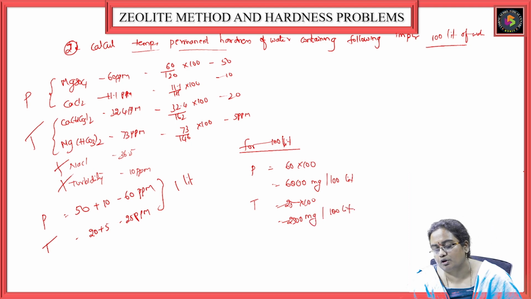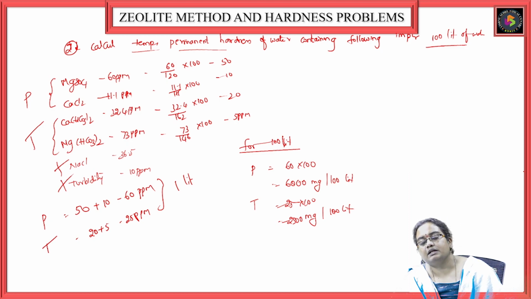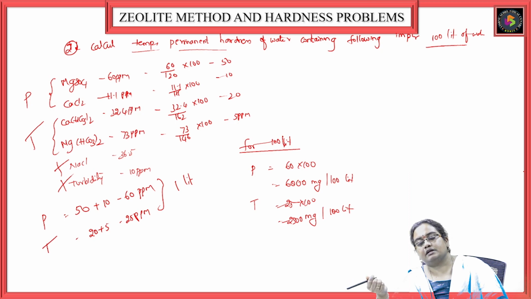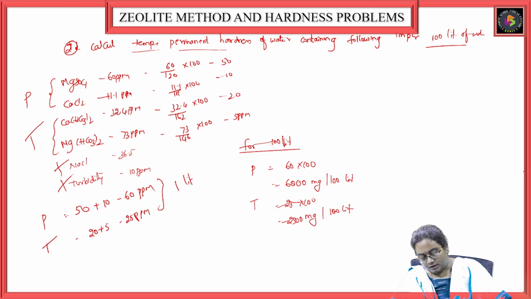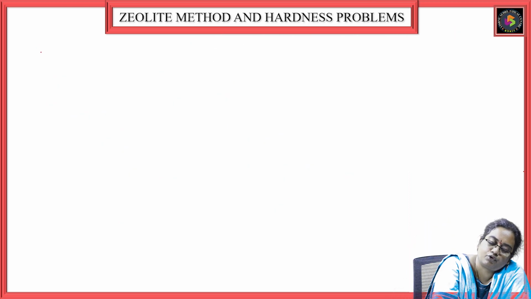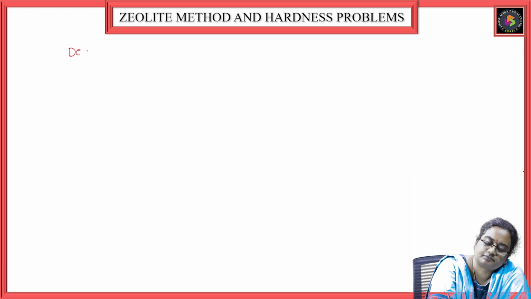This is your second model. In the first model, units conversion. In the second model, if volume is increased, how to calculate the hardness causing salt. And the last topic is fluorine, defluoridation.